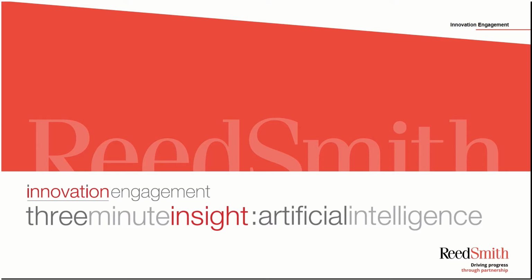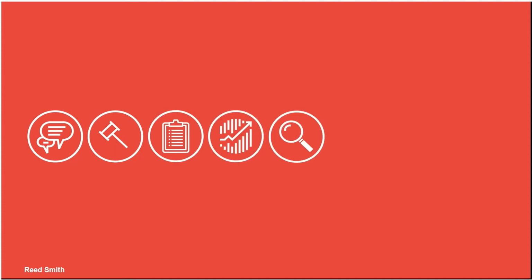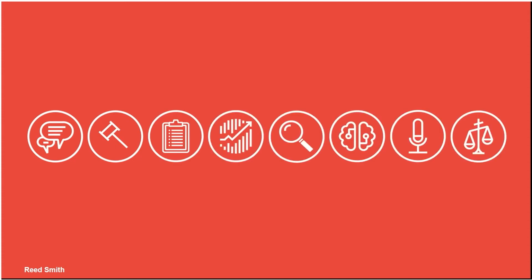3 minutes starting now. So what is it? The term artificial intelligence is thrown around a lot in legal tech, used to refer to chatbots, litigation prediction, contract review, data analytics, research expert systems, transcription, e-discovery, and many other things, not all of which are actually AI.